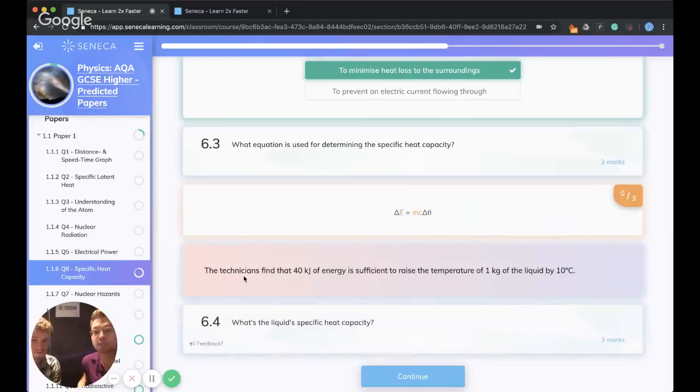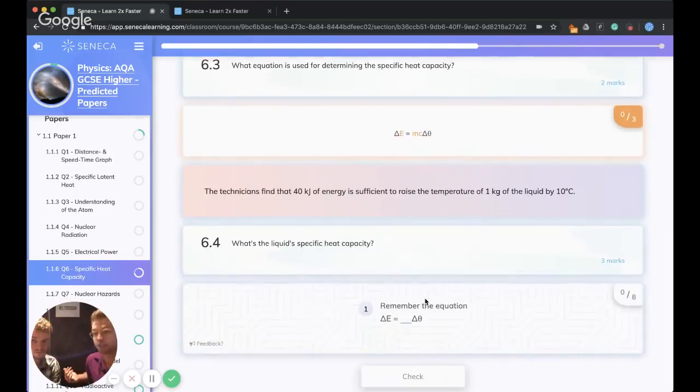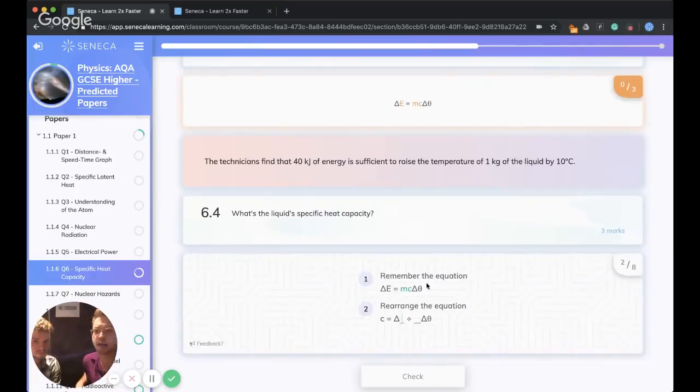So we find out that 40 kilojoules of energy is sufficient to raise the temperature of 1 kg of the liquid by 10 degrees Celsius. What is the specific heat capacity? Let's remember our equation: E equals m c delta theta. Specific heat capacity is on paper 1, for those of you asking, so you need to know it for tomorrow. Luckily, we're going over it.